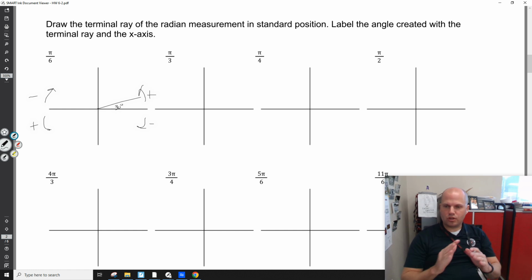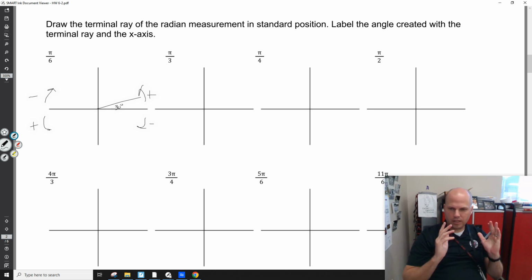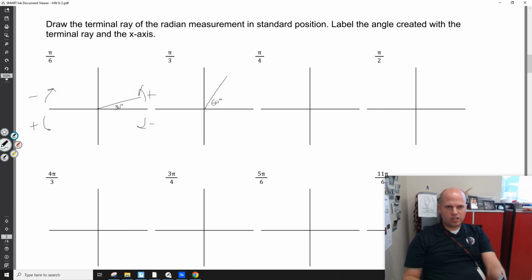But what we want you to do is to write this terminal ray. We got our initial ray here on our x-axis. Our terminal ray is like the ray that would pass through the end of the arc that's just pi over 6, if that makes sense. Pi over 3 would be 60 degrees. Again, you could take pi divided by 3: 180 degrees divided by 3 is 60. Pi over 4, 45. Pi over 2, 90.